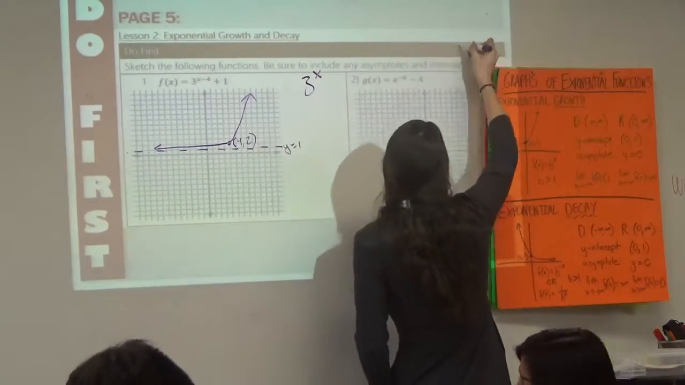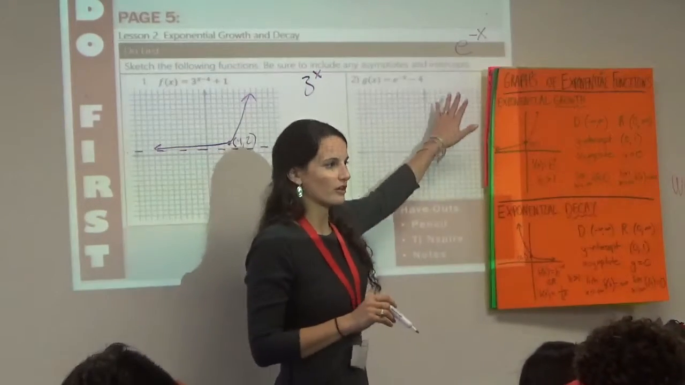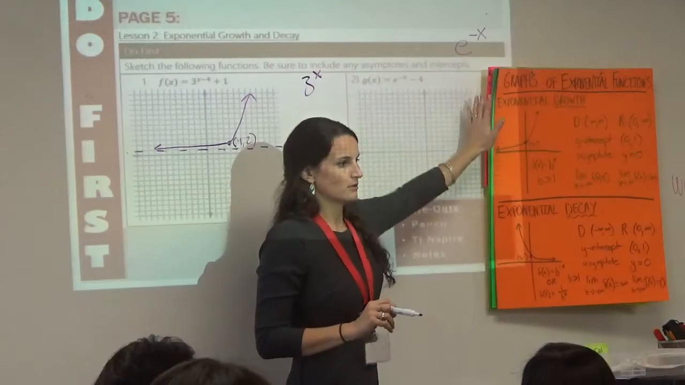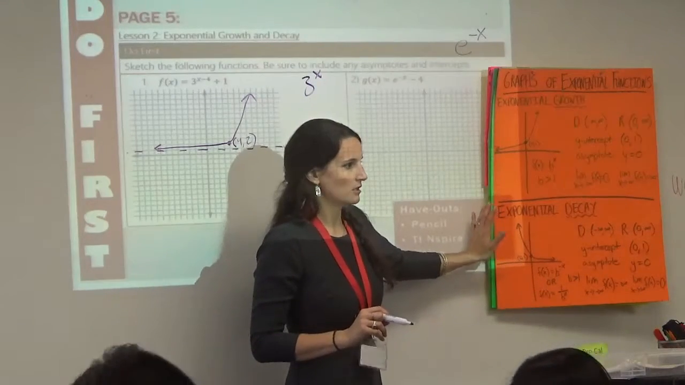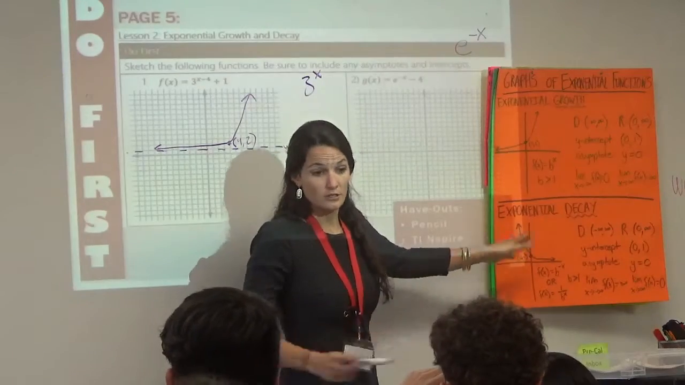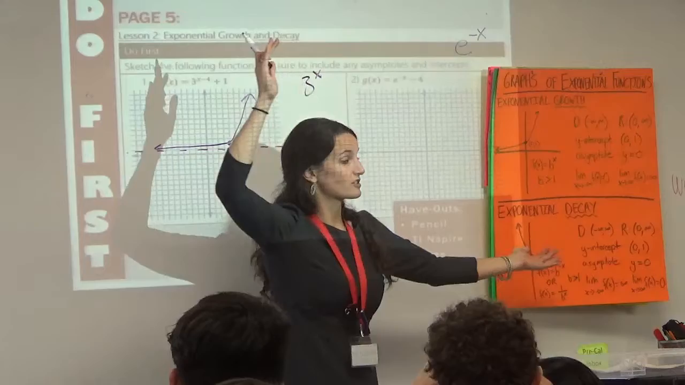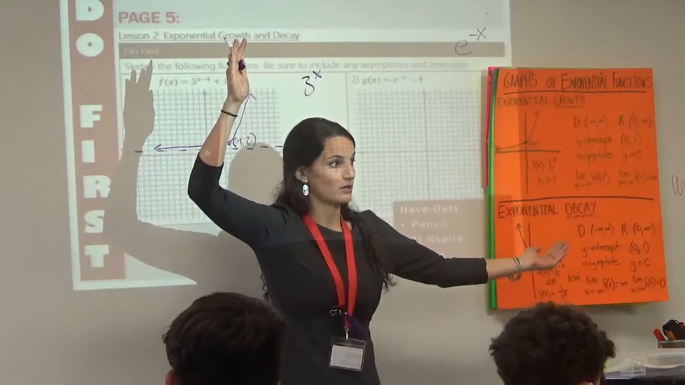The natural base e to a negative x. Is that an example of exponential growth or decay? Which graph are we looking at? Decay. Okay, yeah. Exponential decay. So we're looking at this graph, facing this way, crossing through 0, 1. And if we subtract 4, where is it going?